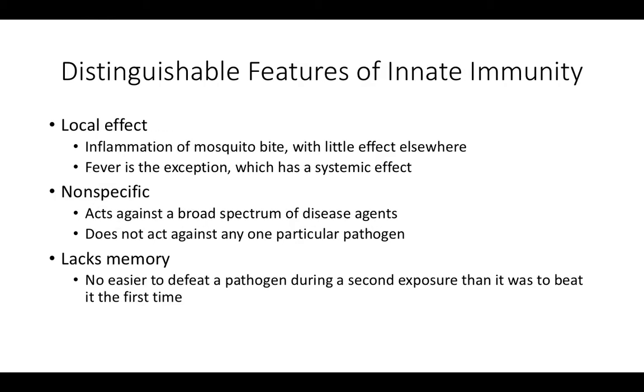So the way that innate immunity is distinguishable from adaptive immunity is that it has a more local effect as opposed to a systemic effect. So an example of this would be like if you get a mosquito bite, right? You get a little bit of inflammation in that local area, but very little effect elsewhere. The one exception to this is that fever is part of your innate immune response, and that does have a systemic effect. Innate immunity is also nonspecific, so that means it acts against a broad spectrum of disease agents.